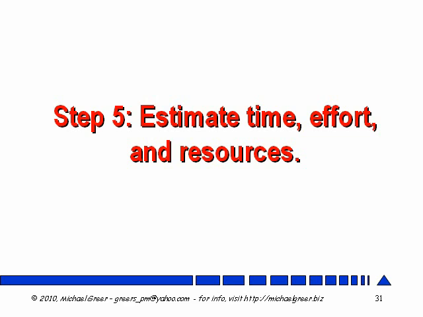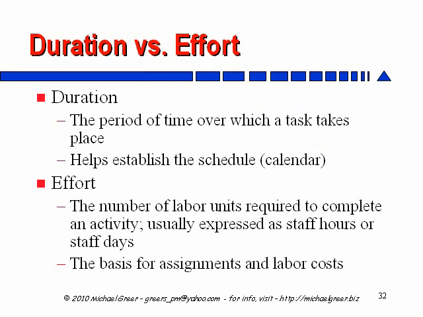After we've determined our deliverables and the tasks required to create those deliverables, we can move on to step 5, estimate time, effort, and resources. Now, it's key here that we distinguish between duration versus effort. Duration is all about time. It's a chunk of time that we allow in our schedule for work to be done. Duration helps establish the calendar because it's all about time.